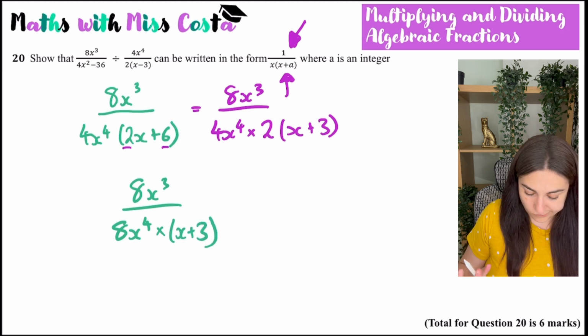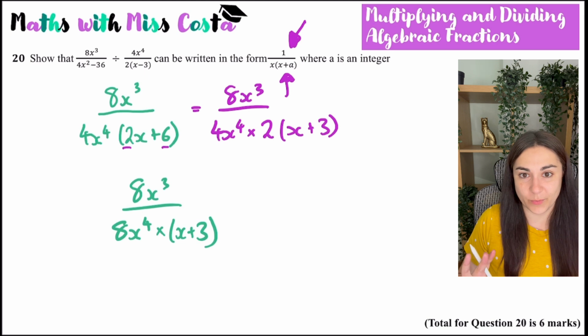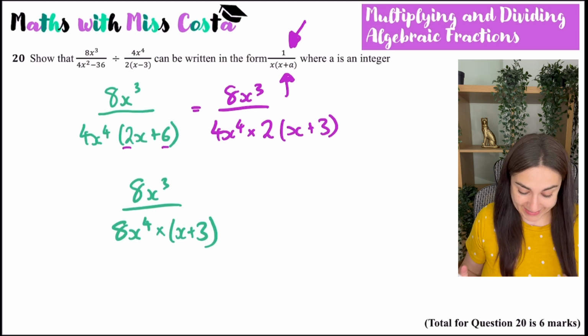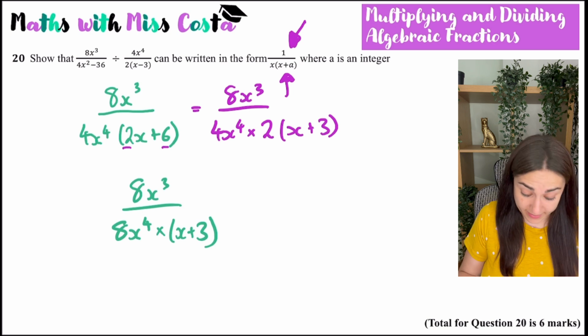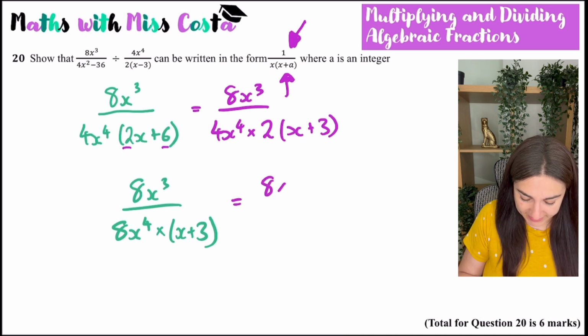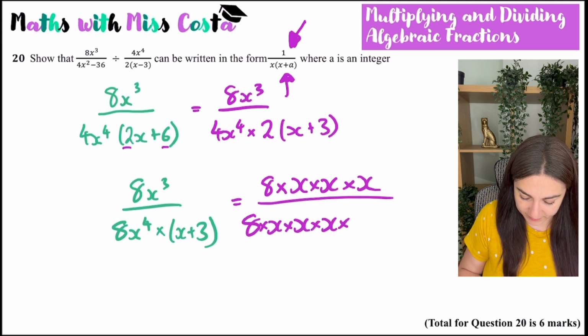Now, if you're not confident with indices and you look at that and you're like, oh, I'm just brain fried, literally just take it back to its basics. So what does 8x cubed mean? It means 8 times x times x times x, and then 8 times x times x times x times x times by x plus 3.